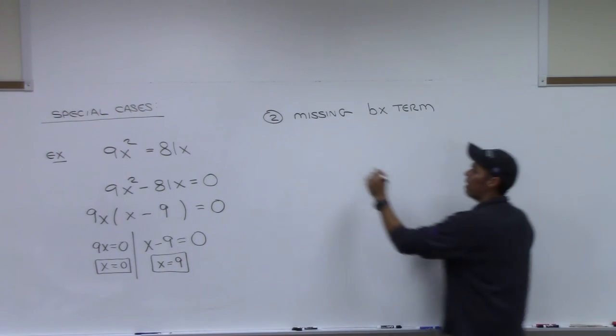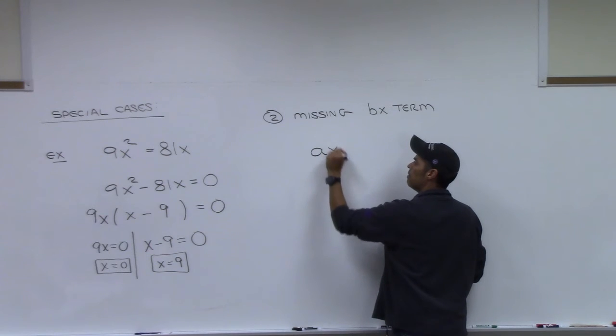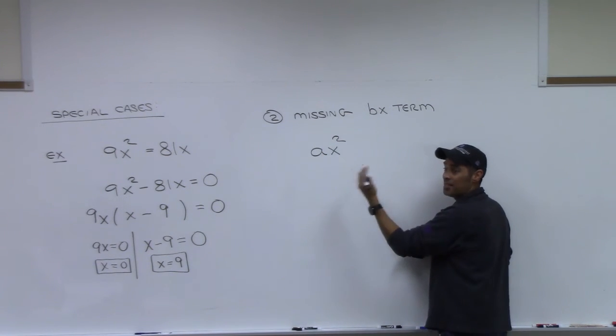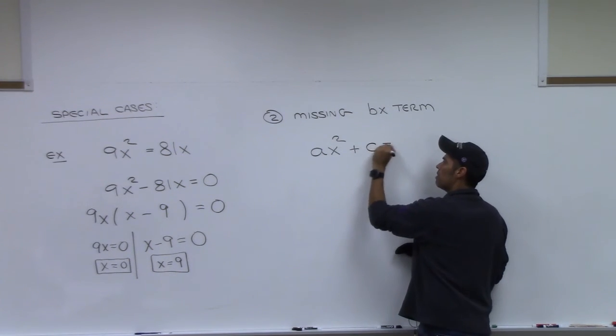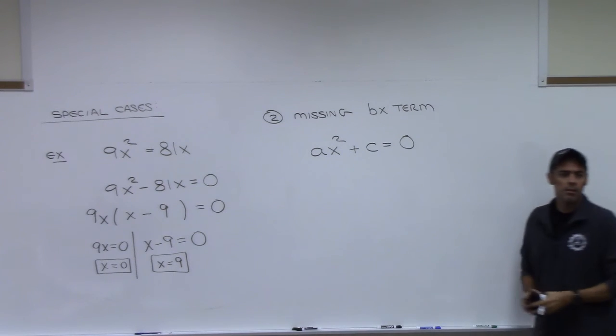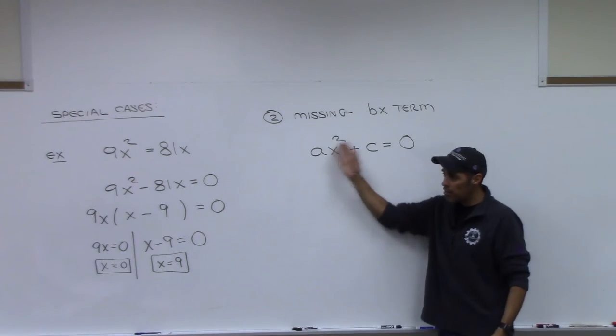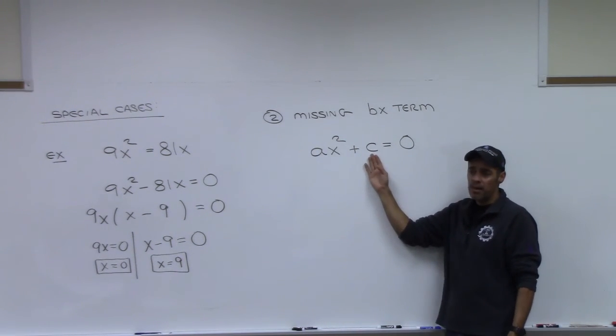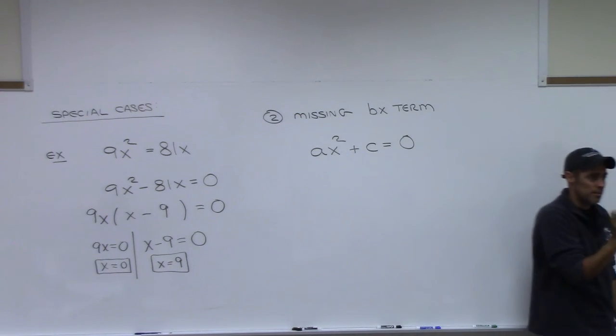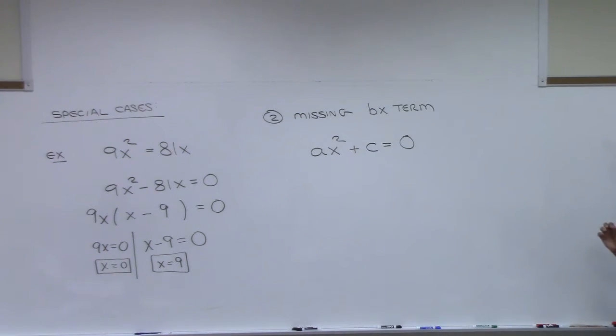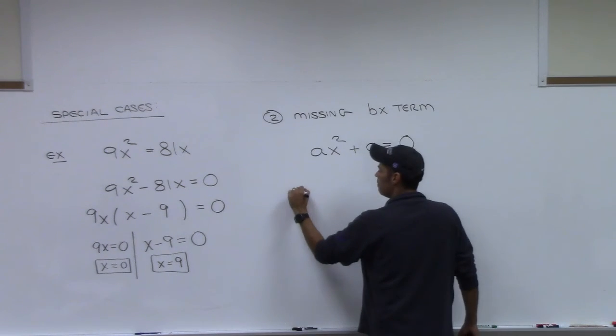So what would that look like? ax squared plus c equals 0. So it's like you have a squared term, you have a number by itself, but you don't have that x term in the middle. Let's see how we would handle this. So let me give you a specific example.